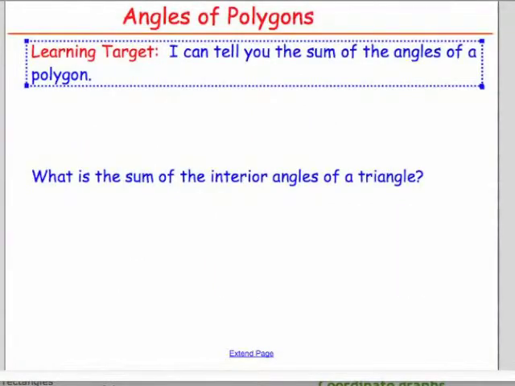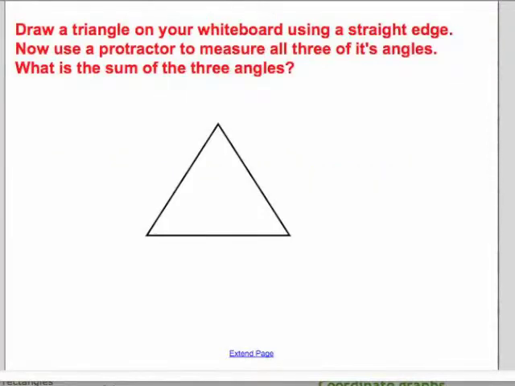Okay, so today, boys and girls, our learning target, our main lesson is I can tell you the sum of the angles of a polygon. Does anybody know what is the sum of the interior angles of a triangle? Any guesses? All right, well, that's what we're going to find out right now. I have a couple of activities to help you figure that out.